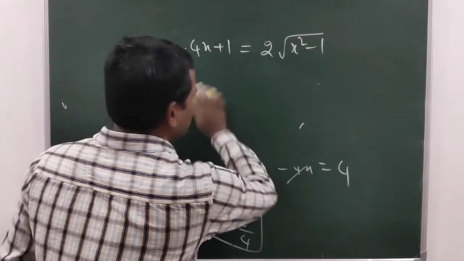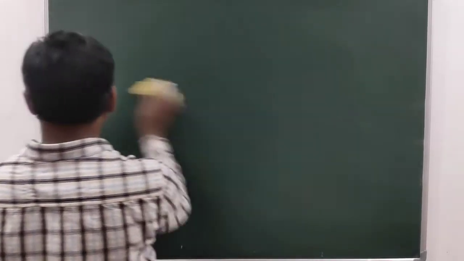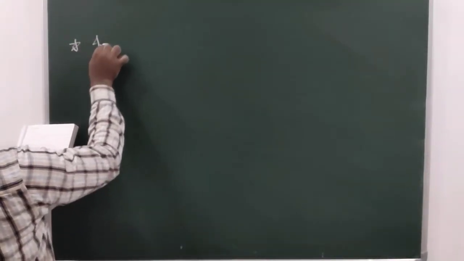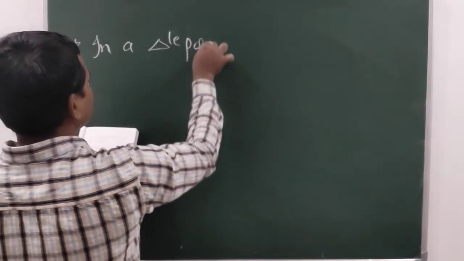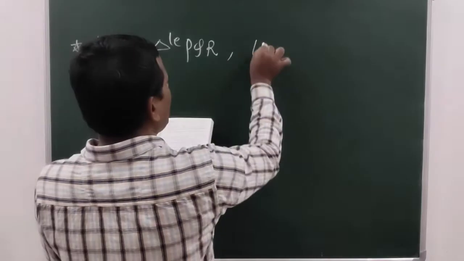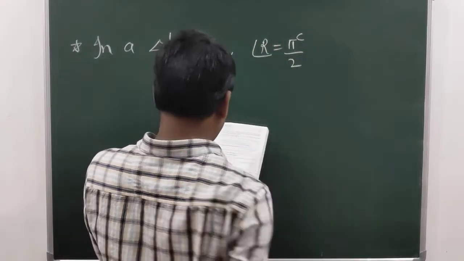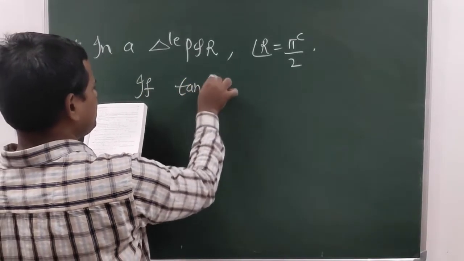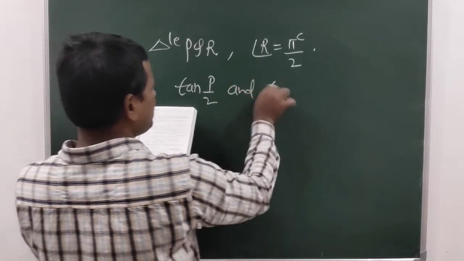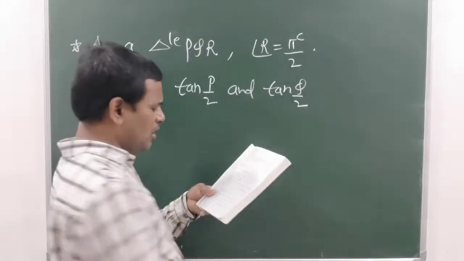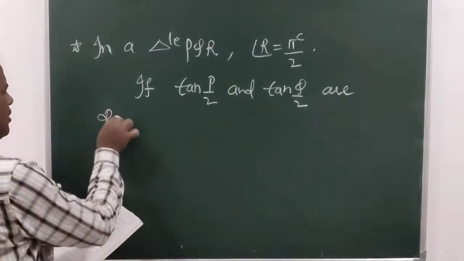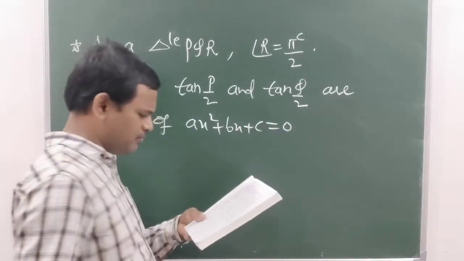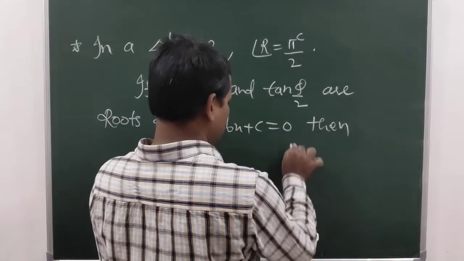Right. Next, let us go to one more application. See, in a triangle PQR, angle R is 90 degrees, and if tan P by 2 and tan Q by 2 are roots of ax square plus bx plus c is equal to 0, then which of the following options is true?